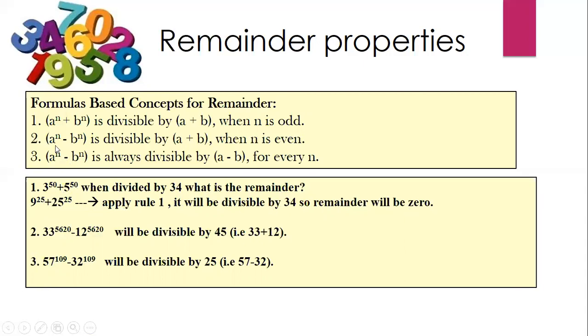Based on the same concept, a power n minus b power n will always be divisible by a plus b when n is even. For example, 33 power 5620 minus 12 power 5620 will definitely be divisible by 45. Also, a power n minus b power n will always be divisible by a minus b for all values of n. Even if it is an odd number or an even number, this is satisfied. 57 power 109 minus 32 power 109 will definitely be divisible by 25.